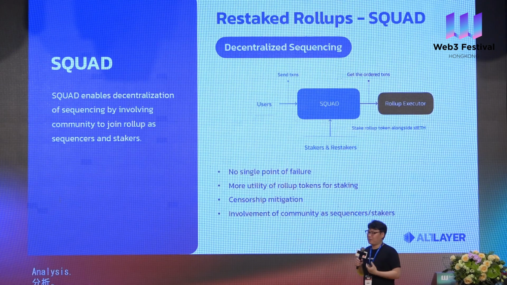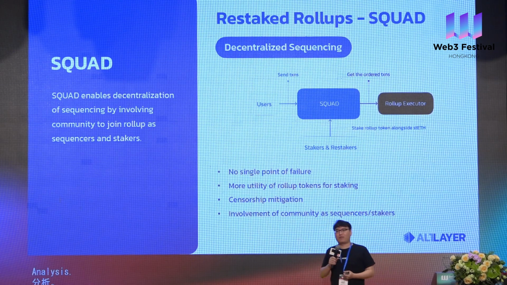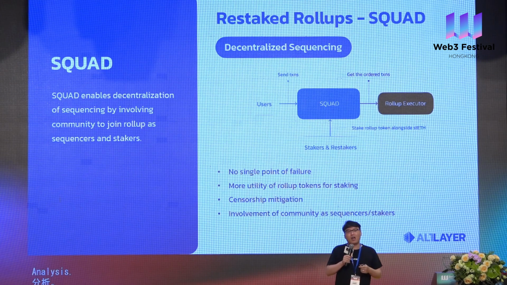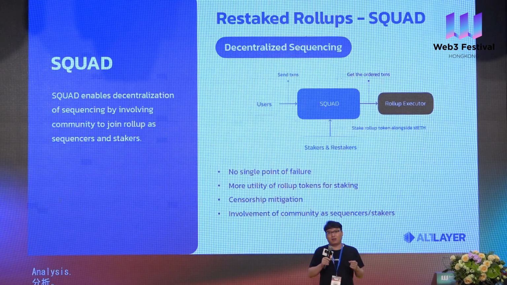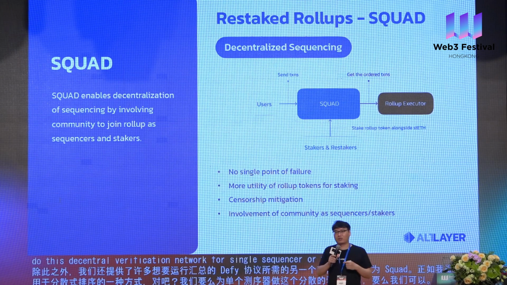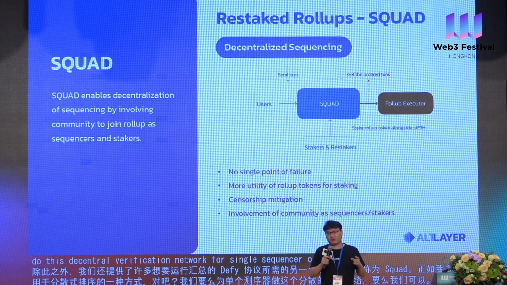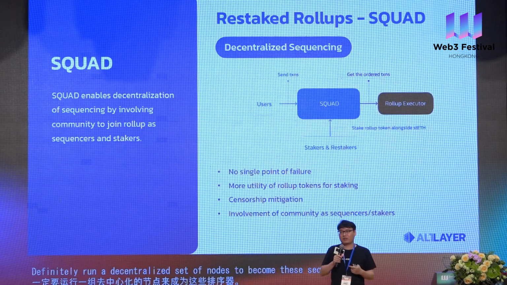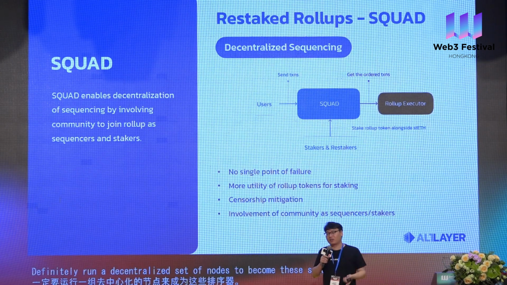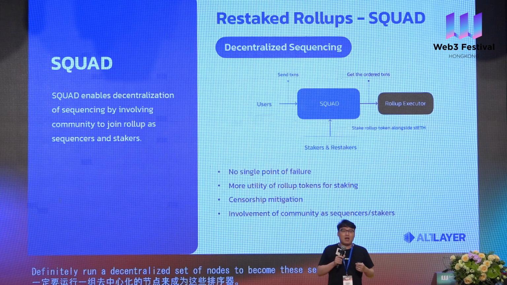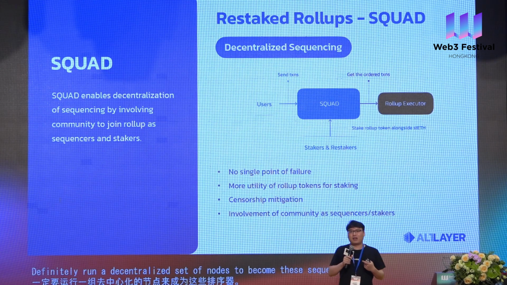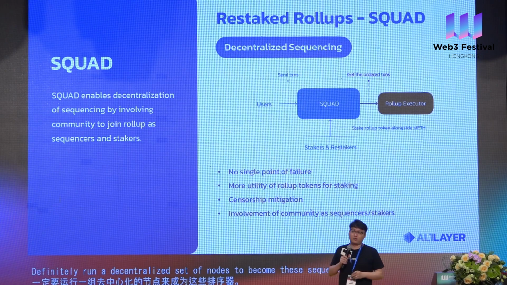One way, as I mentioned, is that we do this decentralized verification network for a single sequencer, or we can definitely run a decentralized set of nodes to become these sequencers. So in that case, by default, we have different sequencers, so we can avoid the single point of failure. At the same time, as you can see, we can definitely have better decentralization and a security guarantee for the entire rollup network.